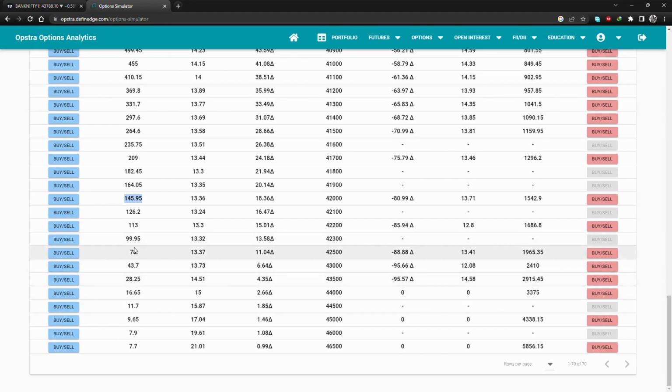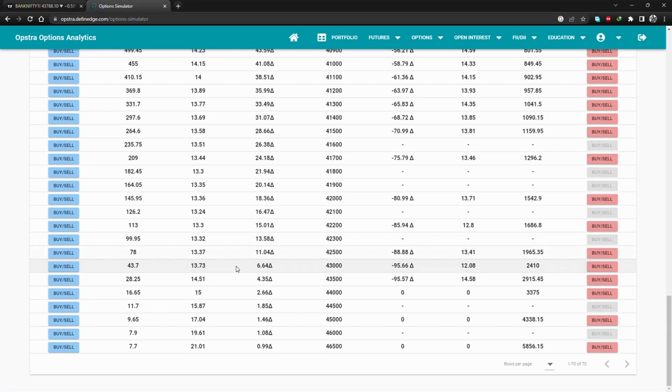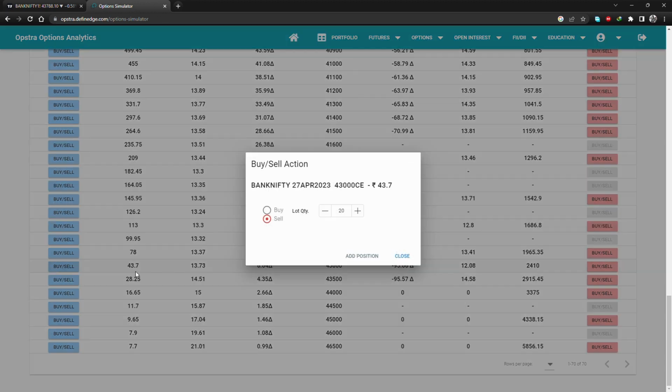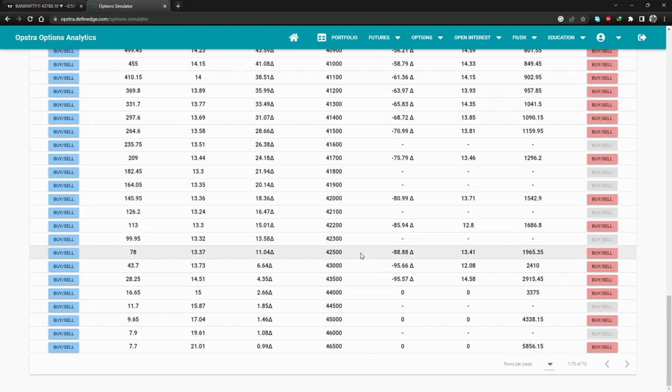So I am going to sell 20 lots of the 37,600 put. Let's move on to the call side. Here you can see there is no 8 delta available, so I am going to select the 6.64 delta strike price of 43,000, and I am going to get a premium of only 43.7. If you are thinking that I could select 11 delta, what is the harm, and we can actually get a more premium of 78 rupees at the strike price of 42,500.